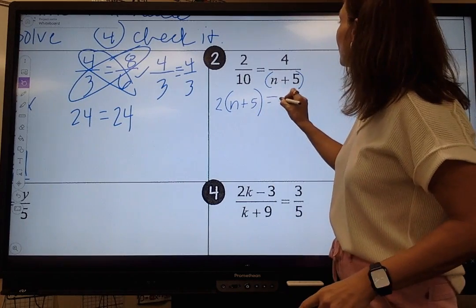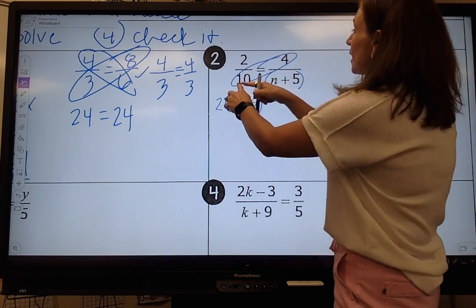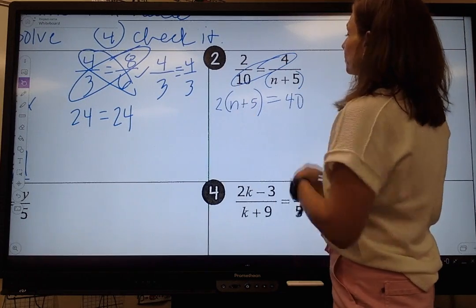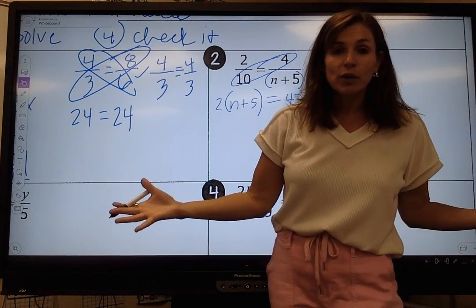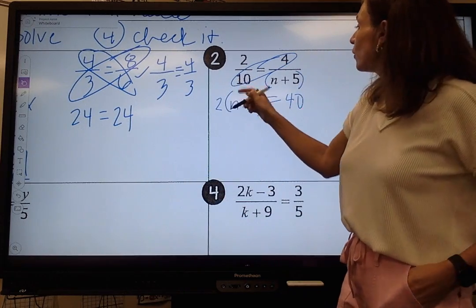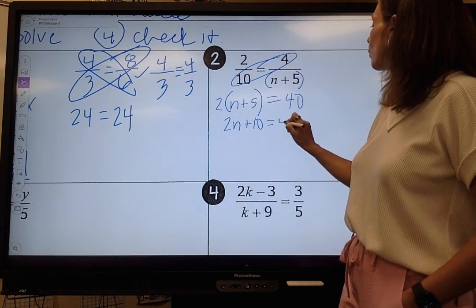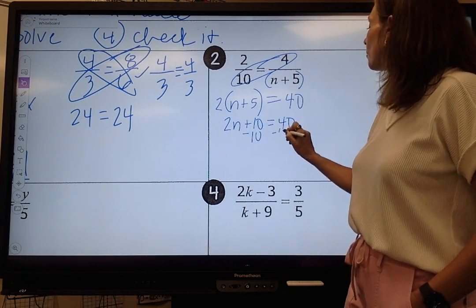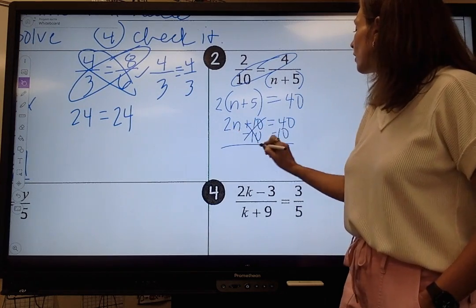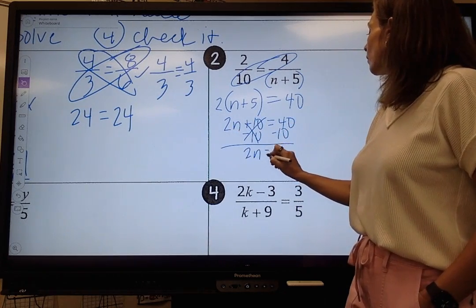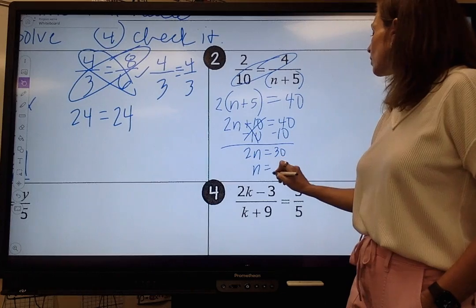And I'm going to set that equal to the means. 10 times 4 is 40. Now, I have an equation that I can solve. I use the distributive property: 2n plus 10 equals 40. Subtract 10 on both sides, additive inverse, and I get 2n equals 30, and then n equals 15.